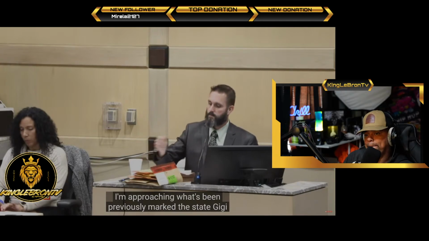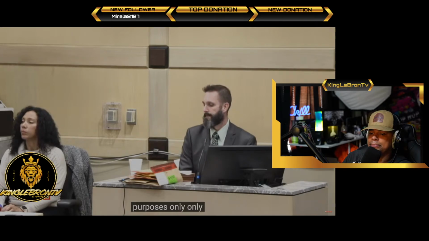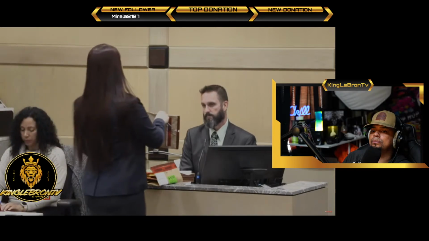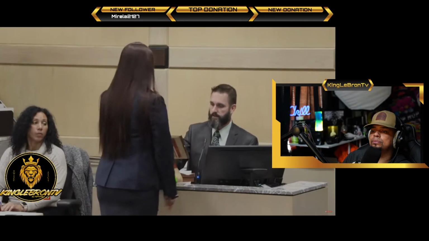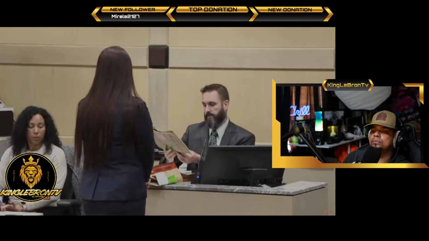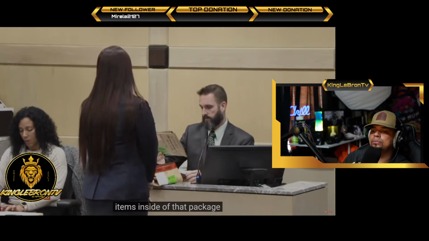So I'm approaching with what's been previously marked as State GG for identification purposes only. I'm showing you what's been previously marked as States GG for identification purposes only. Do you recognize that item? Please, it is open. Yes, it has my markings on it, case number, item numbers, initials. Did you analyze the items inside of that package? Yes, I did.